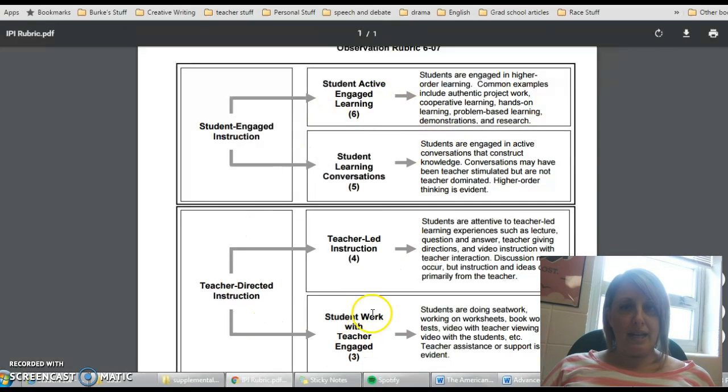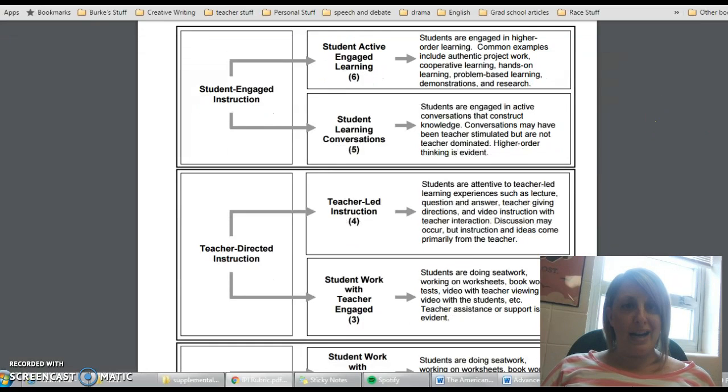You're always going to see 3s in the classrooms. You're always going to see 4s, and hopefully you're going to see 5s, and hopefully you're going to see 6s. These are never going to go away. They are necessary parts of instruction. However, what we want to shoot toward is seeing more 5s and seeing more 6s. Because when we have more 5s and 6s, it means that the students are more actively engaged.